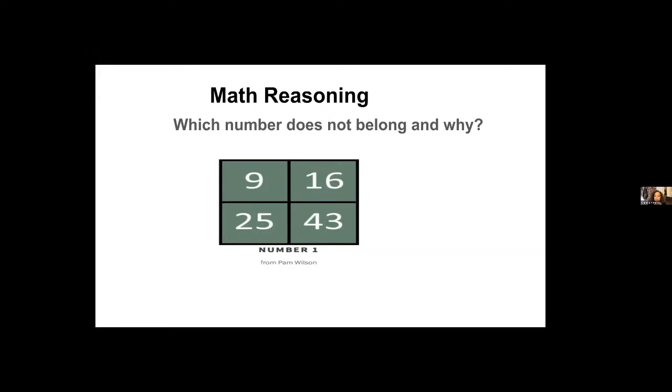Did anyone else choose 9? Hit return if you chose 9. Ah, single digit, only a ones digit. Nisa, you chose 9. It's the single digit, right? It's only a ones place. It doesn't have a tens place. Okay, now hit return if you thought 16 was the number that didn't belong, and why. Oh, Neelam, good one. So all the others are perfect squares. 3 times 3, 4 times 4, 5 times 5. 43 is the only number that's not a square. 16 is an even number.